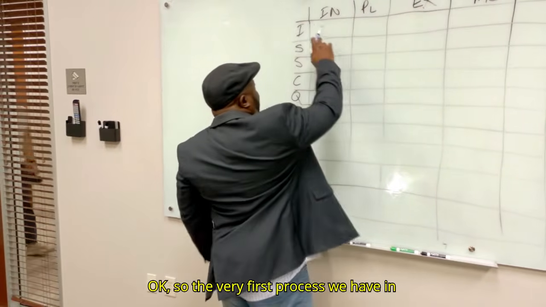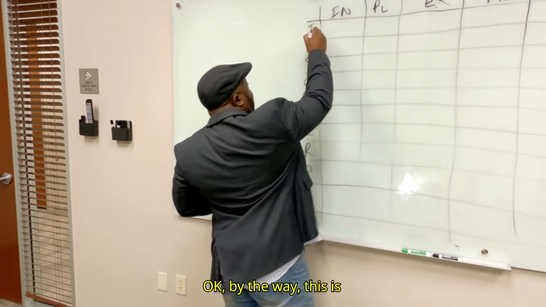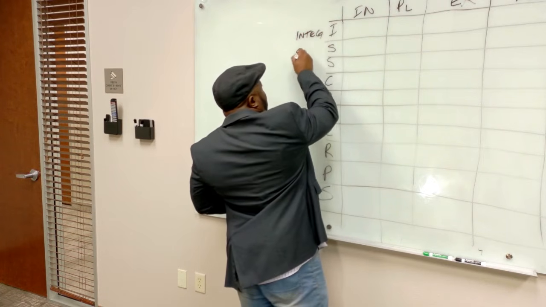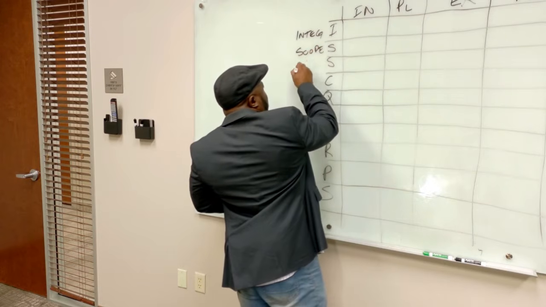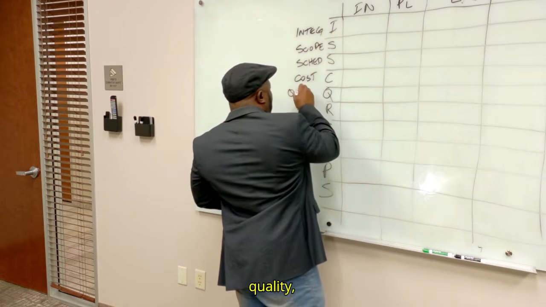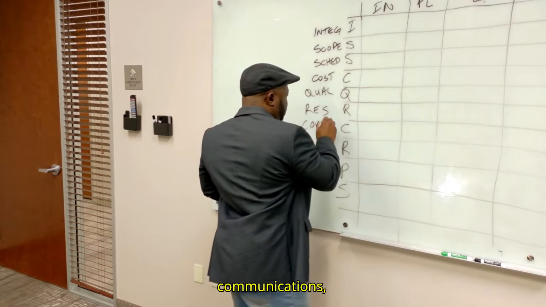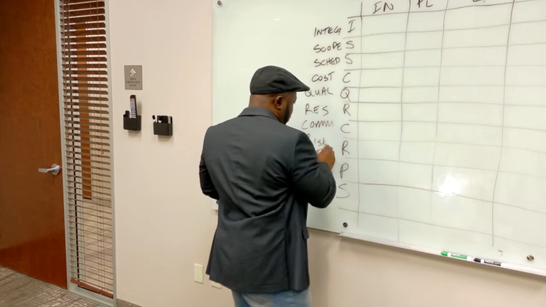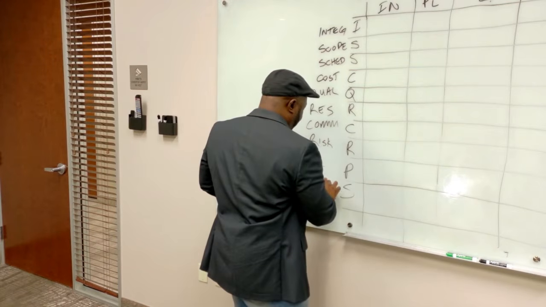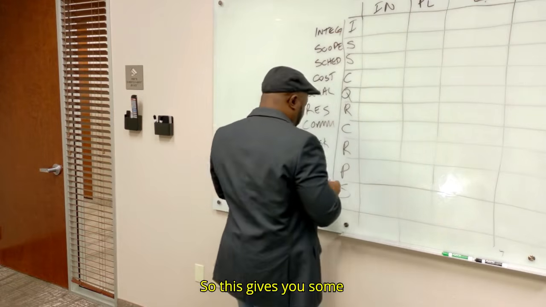So the very first process we have in integration, okay, by the way, this is integration: integration, scope, schedule, cost, quality, resources, communications, risk, procurement, and stakeholder. Okay. So this gives you some clarity on where we're going.